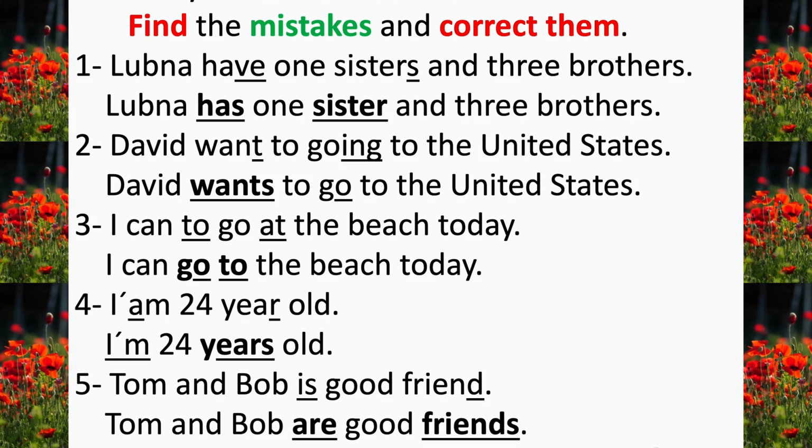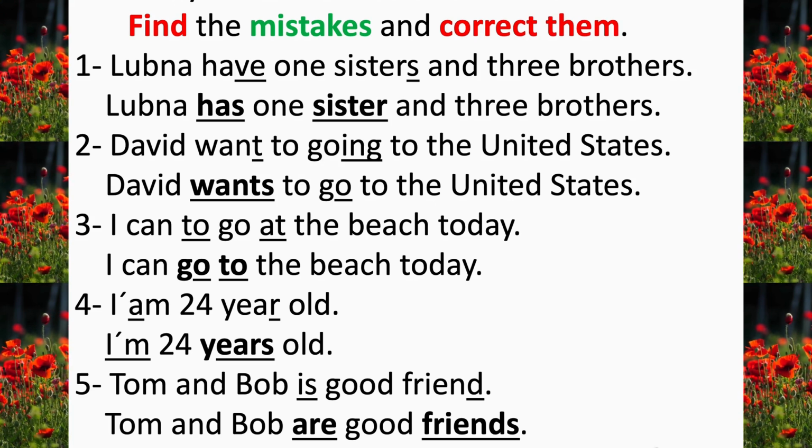The last example, Tom and Bob is good friend. So we have plural form here, the verb in the plural and the noun in the plural. So Tom and Bob are, not is, good friends, not friend.